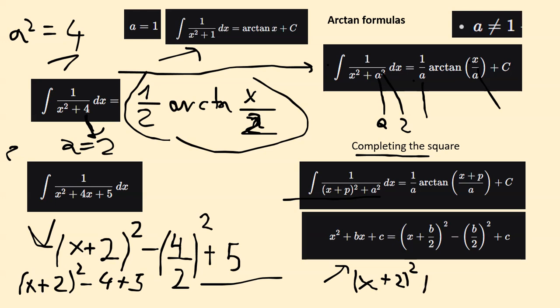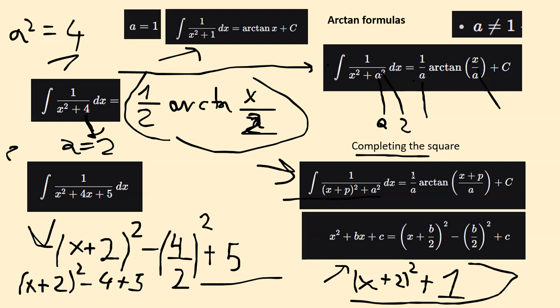Plus 1. And now we completed the square and we are ready to apply the formula. As you can see, this x squared plus 4x plus 5 became x plus 2 squared plus 1. And from this you can easily, I use this formula here, which you see. So you see what is a, you see that you have p and a, x plus p plus a.